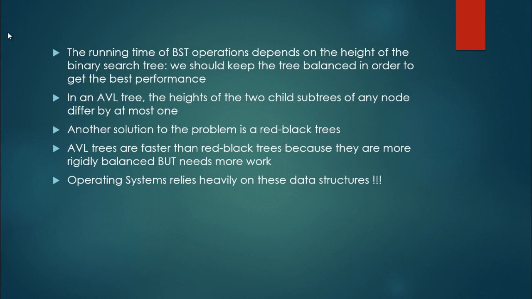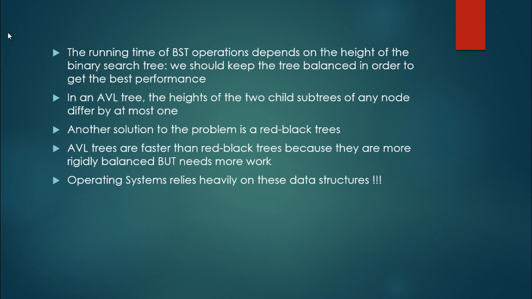So the running time of binary search tree operations depends on the height of the binary search tree. The height of the tree is approximately the number of layers it has. So in the first layer there's the root element, then the second layer consists of the left child and the right child of the root, and so on. So we should keep the tree balanced in order to get the best performance. What do I mean by the best performance? The best performance for inserting elements, retrieving elements and deleting elements. And this is why data structures came to be: to be able to store, retrieve and delete items in an efficient manner when we have lots of items in them.